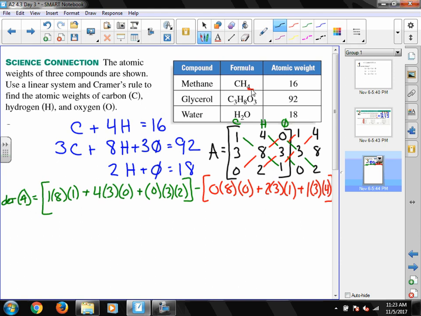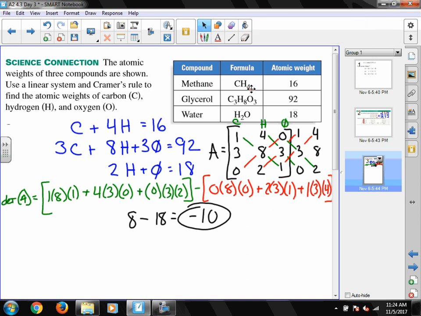Simplify this down a little bit. We're going to get 8 in green minus 18 in red. So it's going to be a positive 18 in red since we're subtracting those. So our determinant is going to be negative 10. I don't know if you want to circle it, box it, underline it, whatever. Just make sure you know where that determinant is because you are going to end up using it 3 times.